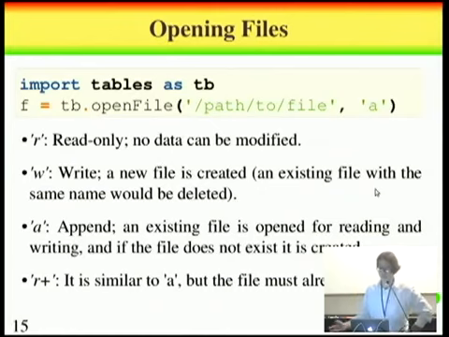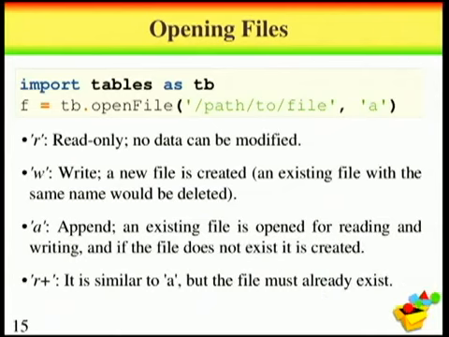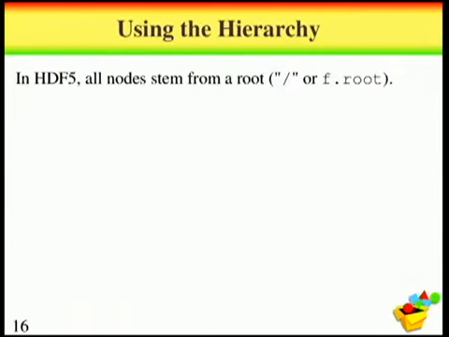Files can be opened in the standard modes that you have in other places in Python. There's read-only, you can't modify the data. There's write. That means that basically this is equivalent to the C API truncation mode, where you get rid of everything that's currently in the file, or maybe you don't get rid of it, but you get rid of its meaning. Then there's append mode, which allows you to read and write. And then the r+ mode, where the file must already exist, but it still allows you to write.